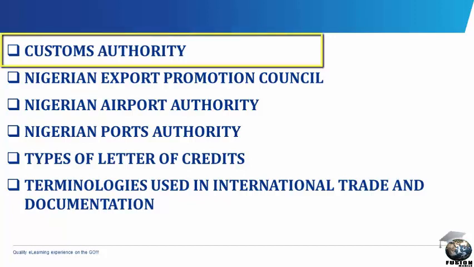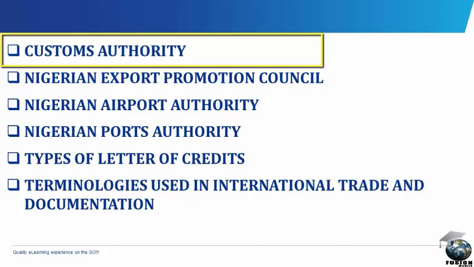Customs Authority is a department in the Ministry of Internal Affairs charged with the responsibility of assessing and collecting customs duties on imports, exports, and goods produced locally. It also computes trade statistics from import and export trade documents. The Customs Department regulates and controls import and export trade, collects import, export, and excise duties.